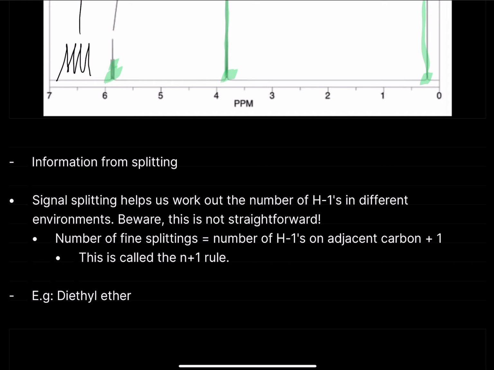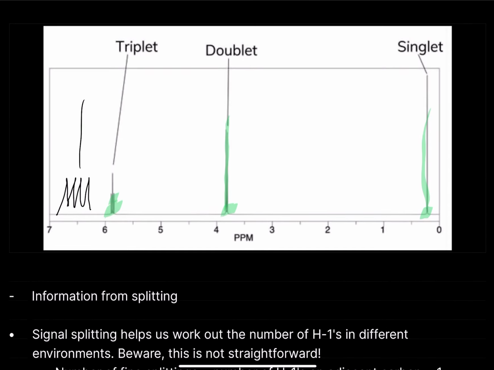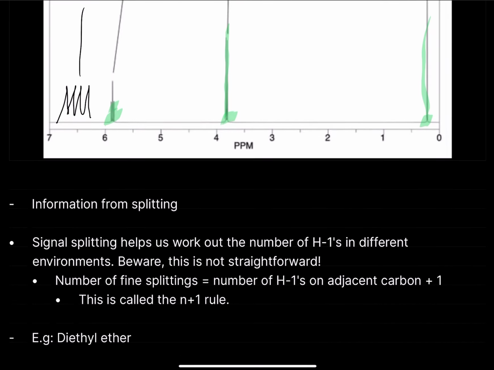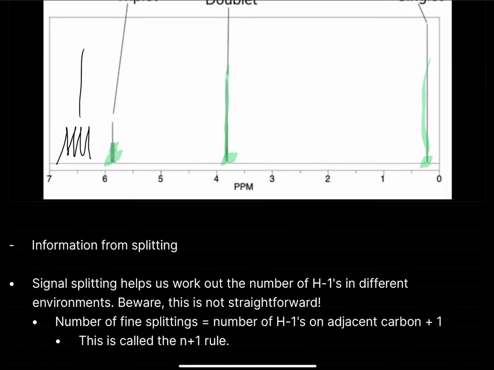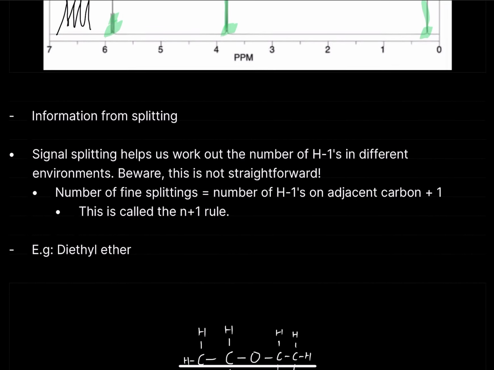But what does the splitting actually tell us? Why is that useful? Signal splitting helps us to work out the number of hydrogen 1s in different environments. The number of fine splittings is equal to the number of hydrogen 1s on the adjacent carbon plus 1. So this is called the n+1 rule. What does that actually mean?